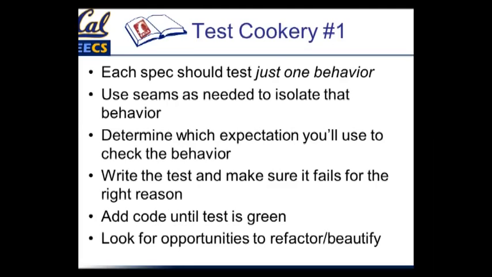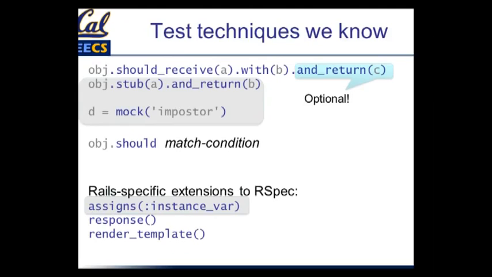So what new techniques have we learned? We'd already seen should receive. We'd seen with. We've seen and return. And by the way, with and return are optional, right? If we omit with, it doesn't matter what the parameters are. If we omit and return, we'll get back nil. And that's fine, right? Sometimes we don't care about the return value. We just want to make sure something gets called. Other times we care about the return value, and we want to force it to something that we can control.